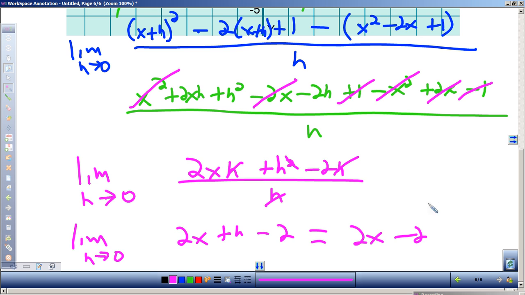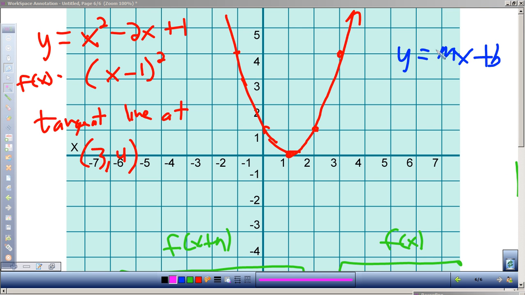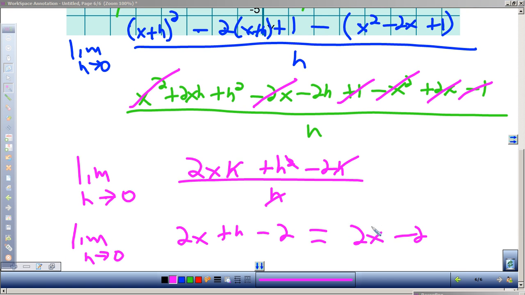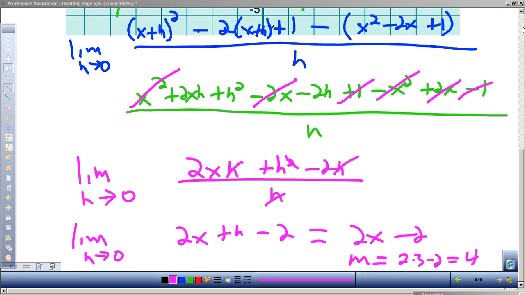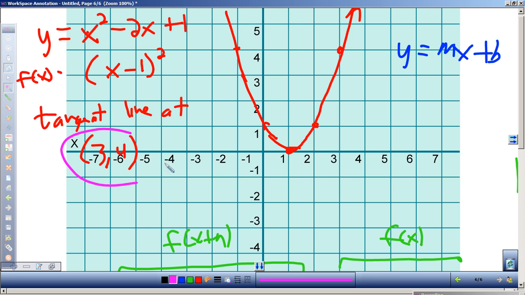Now, we want the exact number, because remember, we're now saying we want the slope at this point. So we're saying x equals 3. We're going to do 2 times 3 minus 2. So 2 times 3 is 6, minus 2 is 4. So we did all that work, we know the slope at that point is now 4. We plugged in our x from way up here, because we said we want the point right here. So we plugged in our x value.